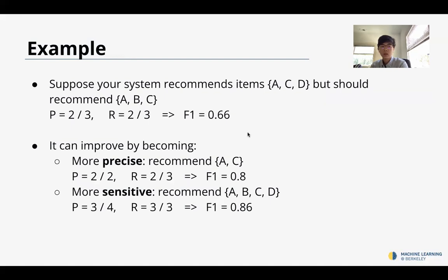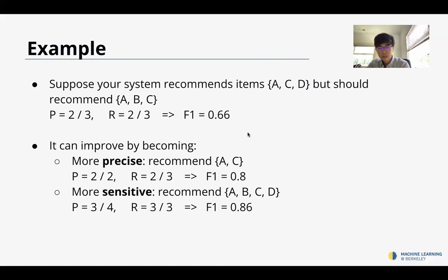Your system can improve, in this case, in one of 2 ways. It can become more precise, in that it recommends only A and C and not the item D, which is actually not a relevant prediction. In that case, your precision will be 2/2 because you have 2 hits and you only recommended 2 items. So your system is perfectly precise. Recall will still be 2/3 because you're supposed to recommend A, B, and C, but you only recommended 2 of them. And that gives you an F1 of 0.8. So that improves upon the previous prediction because you dropped one irrelevant item.